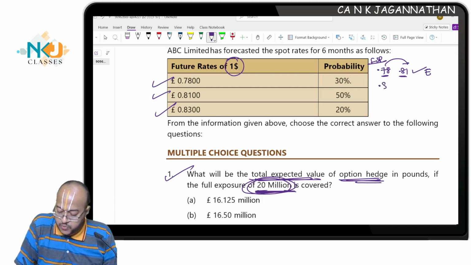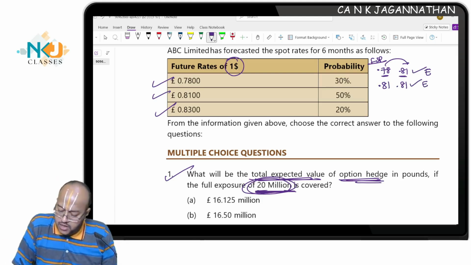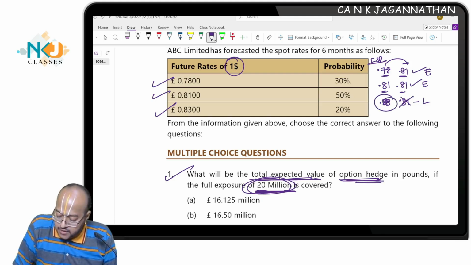Next case, if it is 0.81 and the strike price of the put is also 0.81, you can assume that it will be exercised. Exercise or lapse, both will be the same. You will take 0.81. Are you all understanding? The third situation, the currency is worth 0.83. You have a right to sell at 0.81. Now you will lapse it, which means you will sell at 0.83.